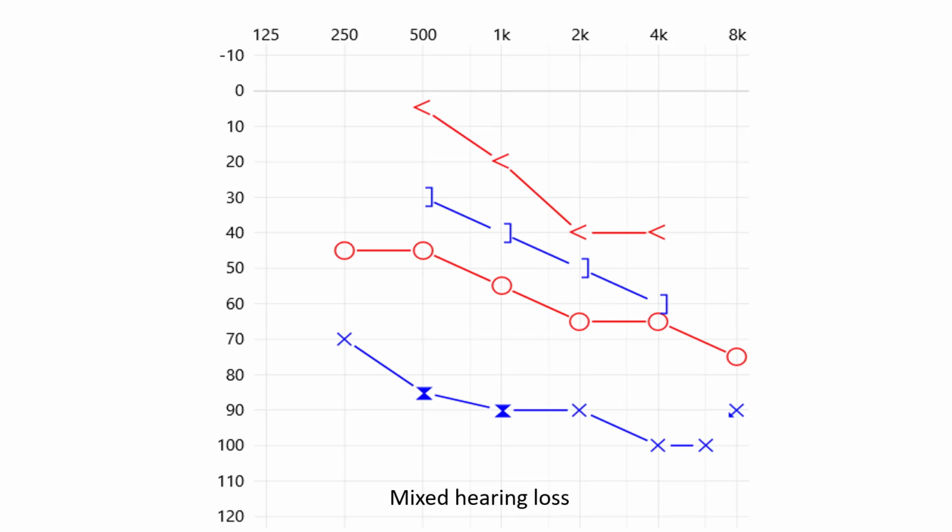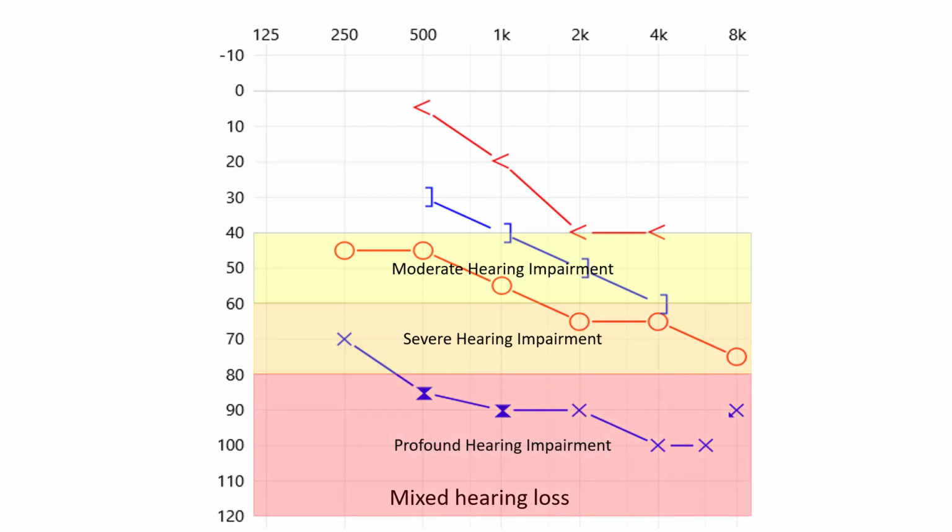In terms of the level of the hearing loss, we can see that the right ear shows a moderate hearing impairment, dipping down to a severe hearing impairment in the high frequencies. And in the left ear, the hearing loss begins in the severe hearing impaired range, moving to the profound hearing impaired range in the high frequencies. To describe the audiogram, we would say that the right ear shows a moderate to severe mixed hearing loss, and the left ear shows a severe to profound mixed hearing loss.